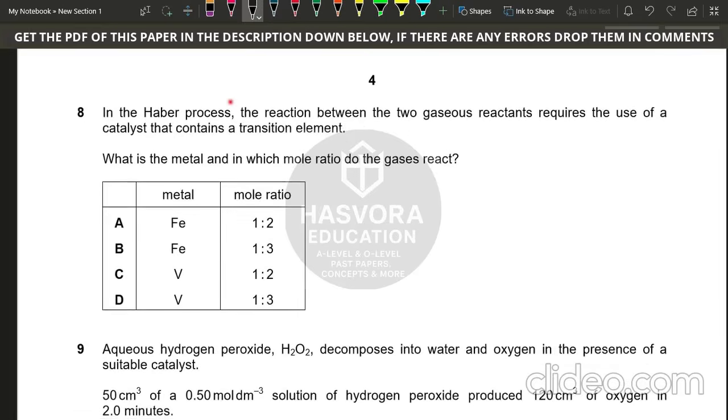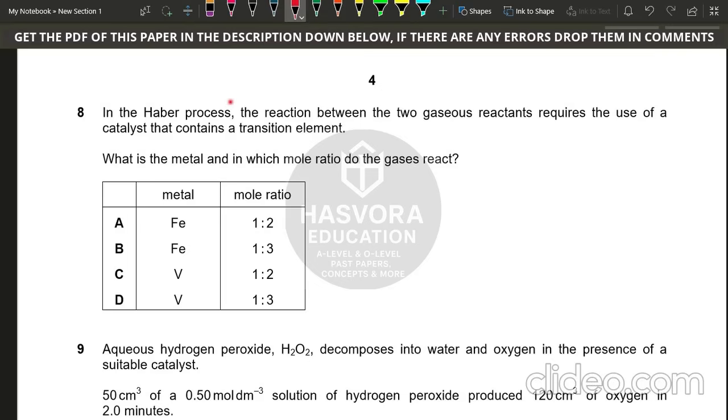Now question number 8 says, in the Haber process the reaction between the two gaseous reactants requires the use of a catalyst that contains a transition metal. What is the metal and in which mole ratio do the gases react? Now you should know what the Haber process is, in which ammonia is being synthesized.